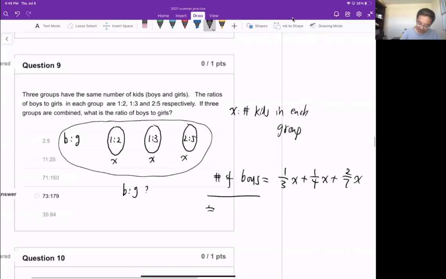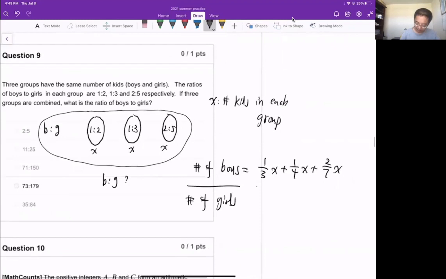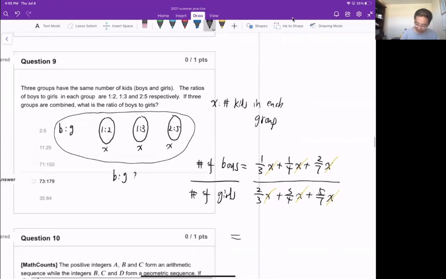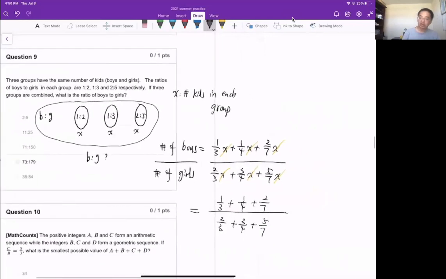And then we look at the number of girls, again by the given ratio. We have 2/3 x plus 3/4 x plus 5/7 x. Now I introduced this x, but it's not really used because we can pull out the x and cancel from the numerator and denominator. What we're left with is the ratio of two sums of fractions, 1/3 plus 1/4 plus 2/7 over 2/3 plus 3/4 plus 5/7. Now we want to transform the numerator and denominator to whole numbers.